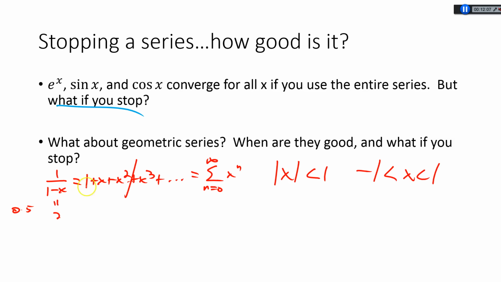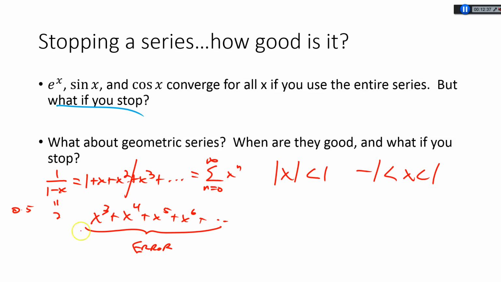If I plug 0.5 in here, 1 plus 0.5 plus 0.25 is not quite 2. It's 1.75, right? It's getting close, but it's not there. So the question is, what is the rest of this worth? Let's think about what that would be. It'd be x cubed plus x to the fourth, plus x to the fifth, plus x to the sixth. This is my error, right? This is the amount that I'm off. So if I'm using 0.5, the actual error will be 0.5 cubed plus 0.5 to the fourth plus 0.5 to the fifth plus 0.5 to the sixth, and forever and ever.